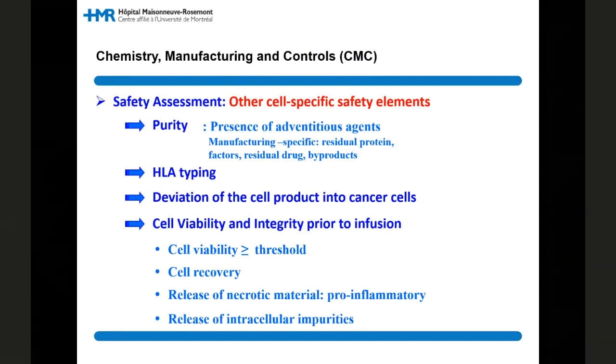And definitely you need viability and integrity of the cells, and you need to have some markers and measurements of viability, recovery, and release of the various components, including, people will be asking, what are the other cells that you're infusing? What are the impurities?